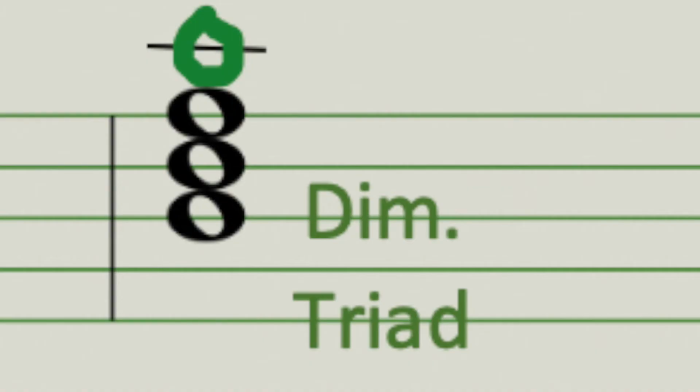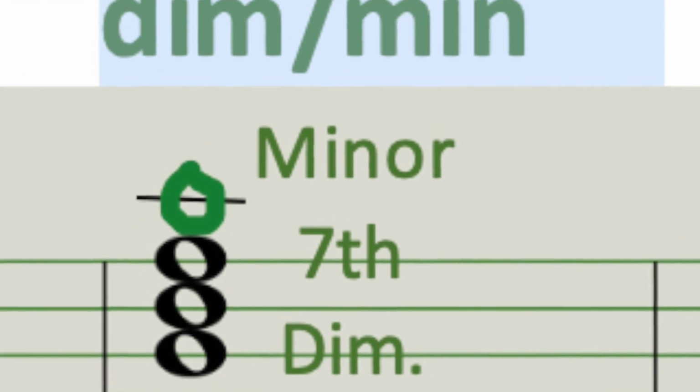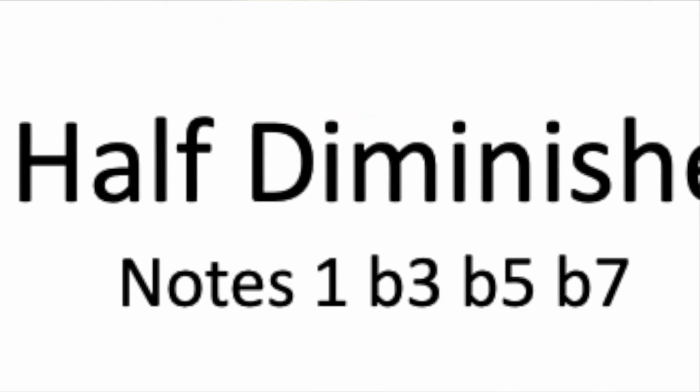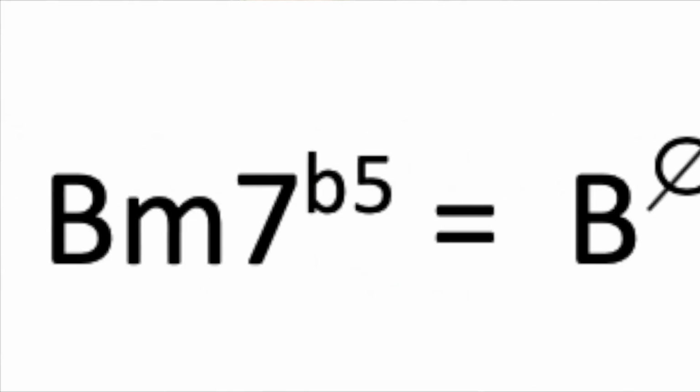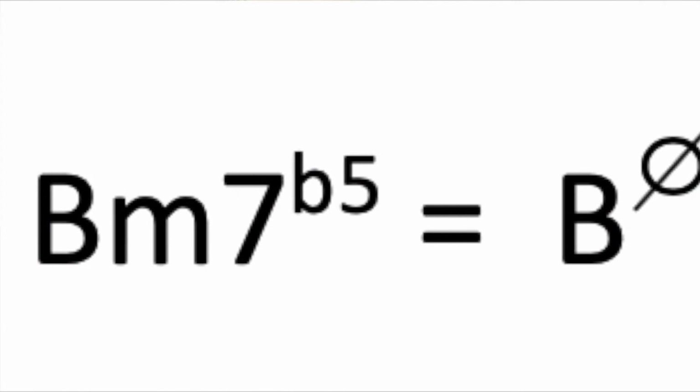The 7 chord is going to be different. It's got a diminished triad and a minor 7 on the top. We're going to call it a diminished minor, but it is commonly called a half-diminished chord. You might also see a B half-diminished chord written B minor 7 flat 5. It's the same exact thing.